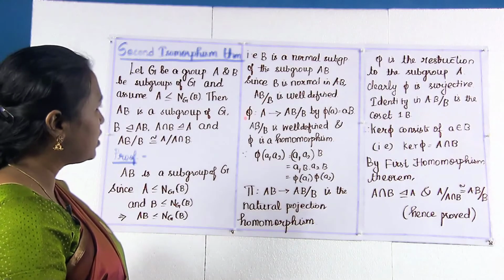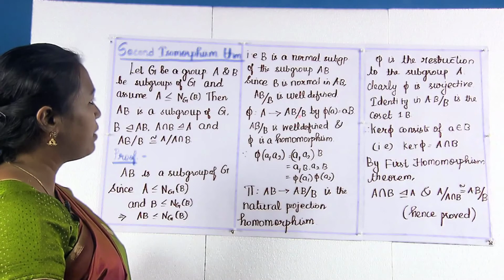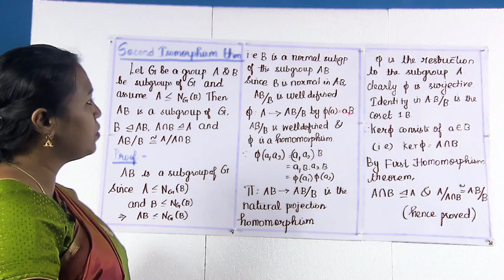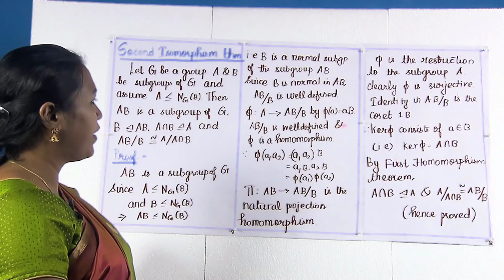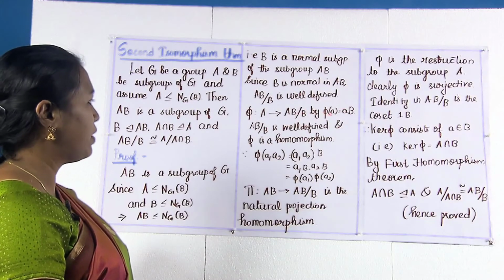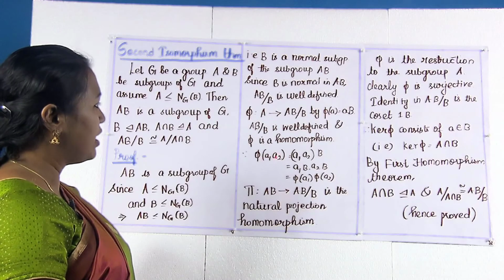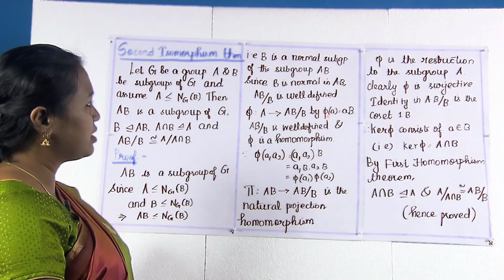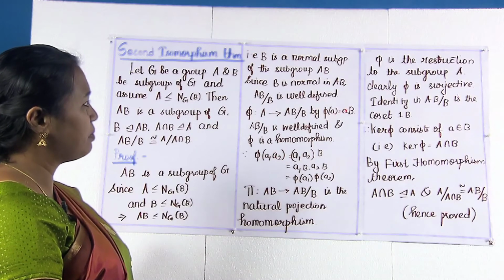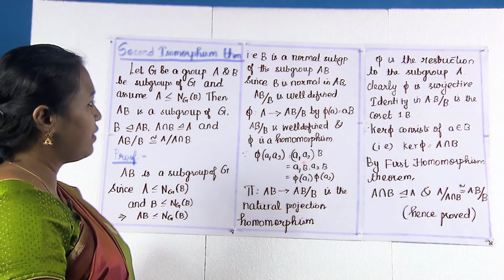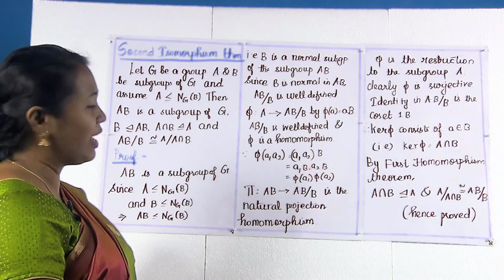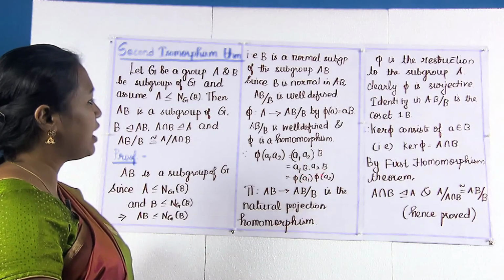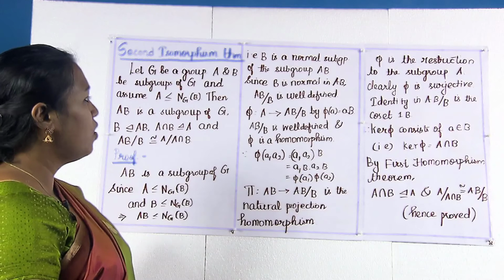Now, let us define the function φ from A to AB/B by φ(a) equal to the element a times the set B. Therefore, AB/B is well defined and φ is a homomorphism. This can be verified. So, φ(a1a2) is equal to a1a2B. This is the definition. So, φ(a1a2) will be, instead of aB, a1a2B here. So, a1B times a2B, this is a small manipulation. So, φ(a1) times φ(a2). So, clearly φ is a homomorphism.